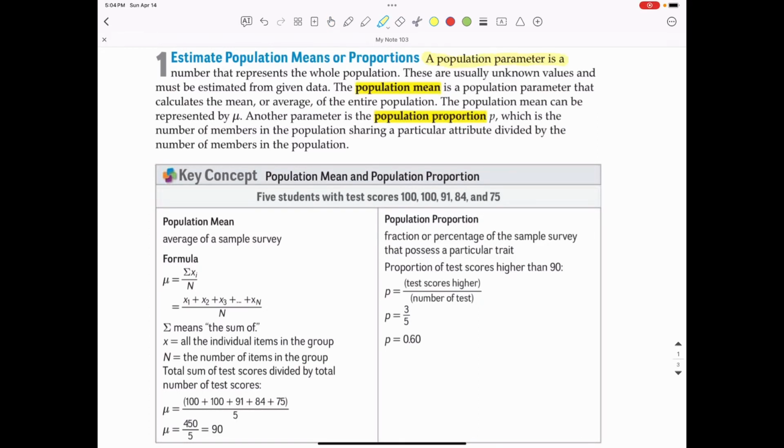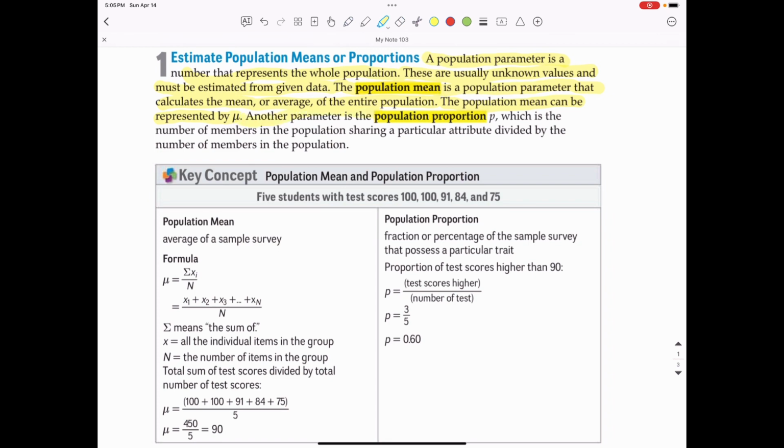A population parameter is a number that represents the whole population. They are usually unknown values and must be estimated from the given data. The population mean is a population parameter that calculates the mean or average of the entire population. The population mean can be represented by the Greek letter mu.